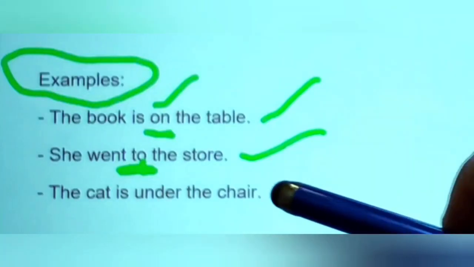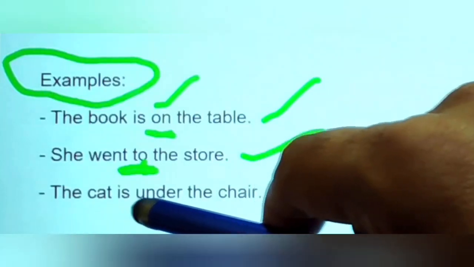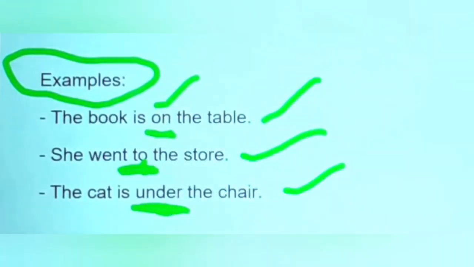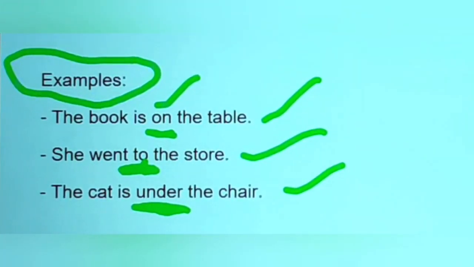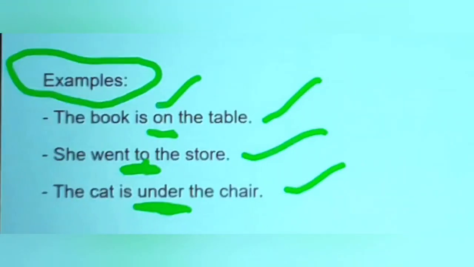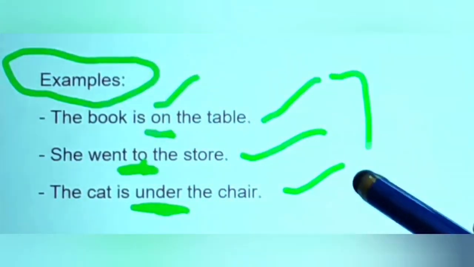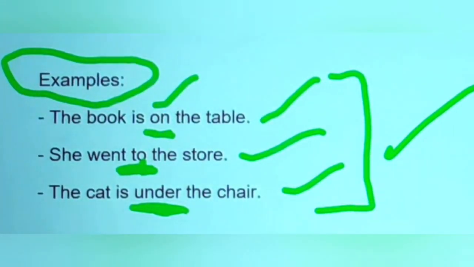Next example we have here: the cat is under the chair. So the cat is under the chair. This describes the location of the cat. Where is the cat? This describes the location of the cat, that it is under the chair. Hopefully you understand by these three examples.